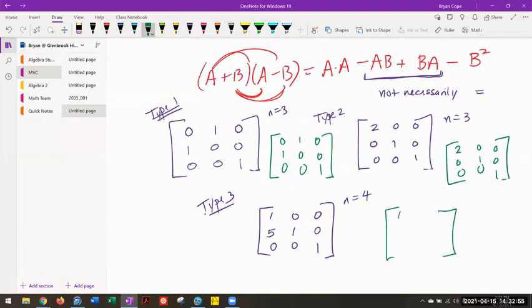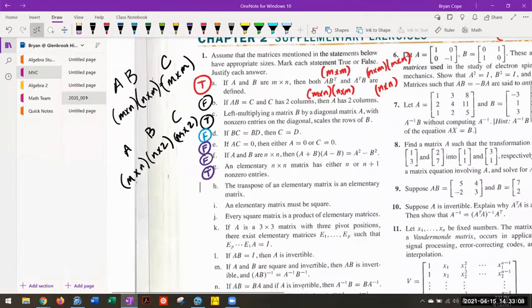I think her instinct might have been right. Let's check this one. 1, 0, 0, 5, 1, 0, 0, 0, 1. Is that one okay? It's just a different elementary matrix, but it still is one. So good job. That one, I agree with you. I think that that's true.